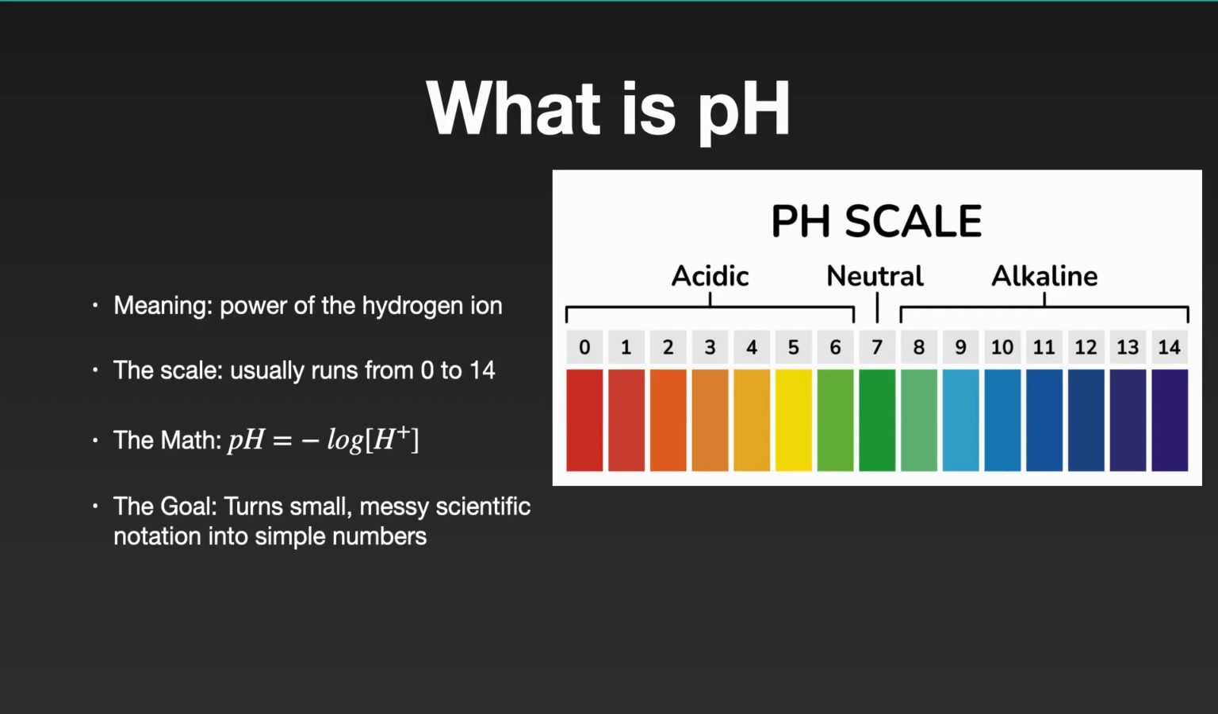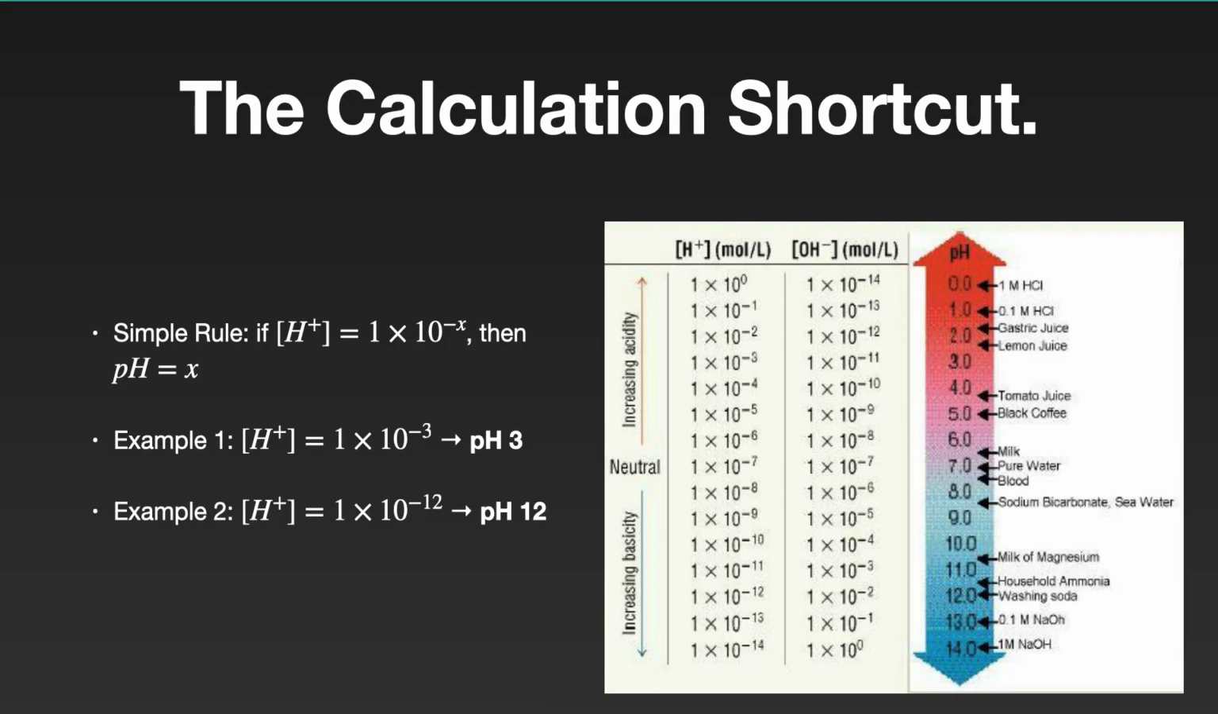To make these tiny concentrations easier to handle, we use the pH scale. The letters pH literally stand for the power of the hydrogen ion. Mathematically, it's the negative logarithm of the hydrogen ion concentration, but you don't need a calculator to understand it. It's really just a way to turn those awkward exponents, like 10 to the negative 7, into simple whole numbers like 7. Calculating pH is actually very straightforward if you use the exponent trick.